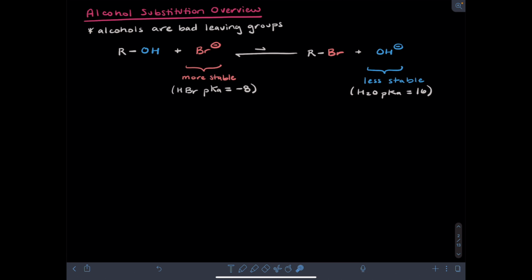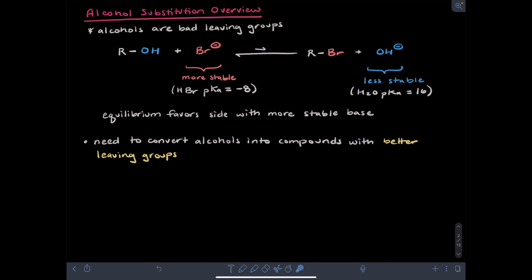We can decide how stable these anions are by looking at the pKa's of their conjugate acids, and as you can see, HBr is a much stronger acid than water, meaning that bromide, its conjugate base, is more stable. The equilibrium of this hypothetical reaction would favor the reactants, which is the side with the more stable base. So essentially, you could not treat an alcohol with bromide and get a substitution reaction to occur directly.